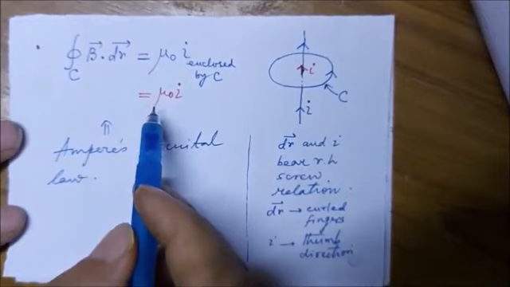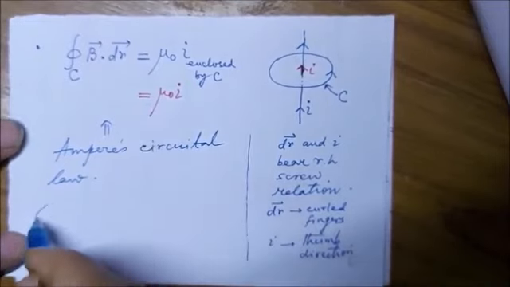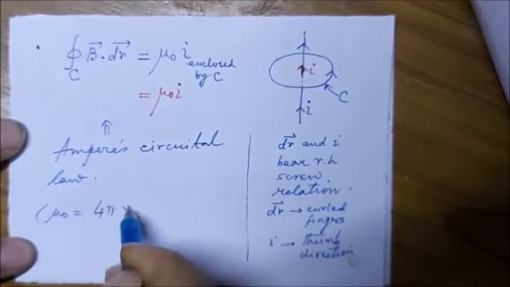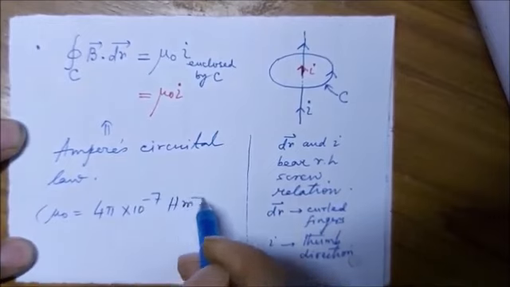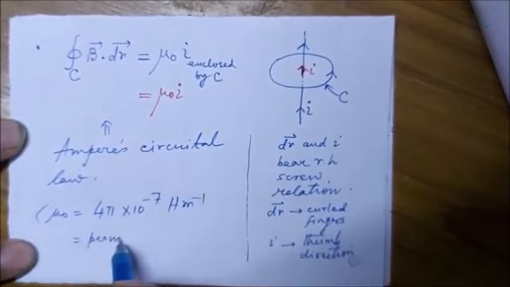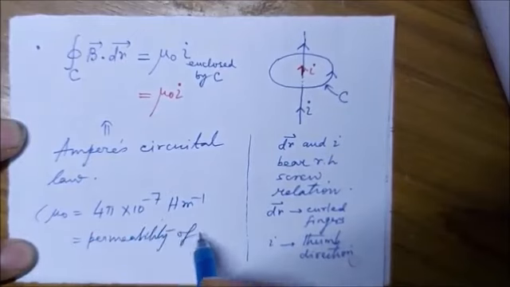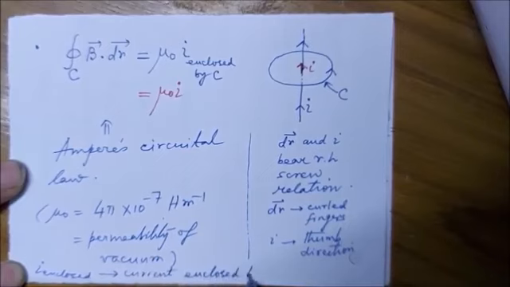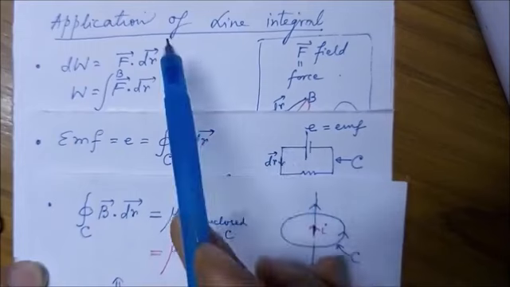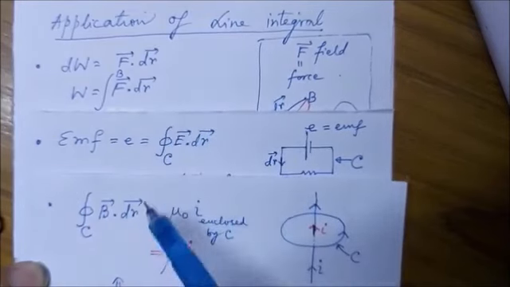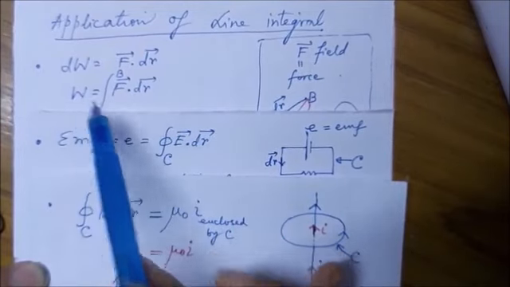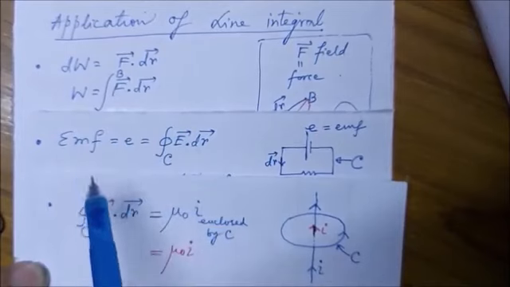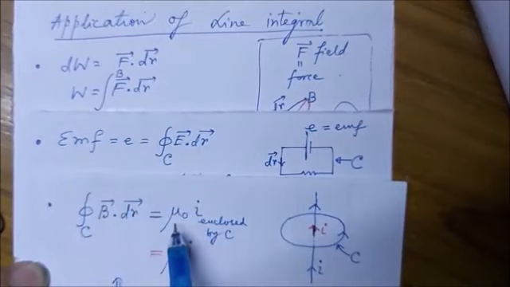Here mu 0 is permeability of free space of value, Henry's per meter, here I enclosed is current enclosed by C. In a nutshell, the application of line integral has been shown for three cases. The circulation of force is work done, the circulation of electric field is the EMF, and the circulation of the magnetic induction is mu 0 times the current.